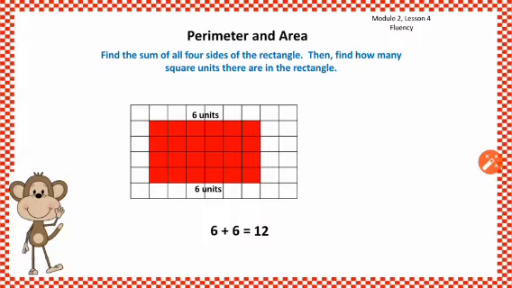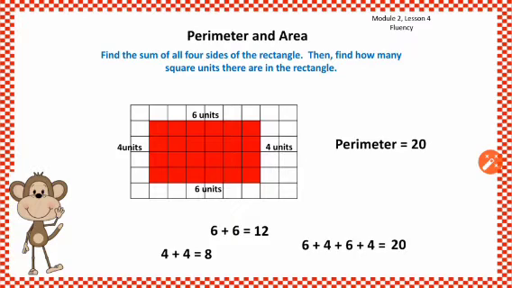Now, let's look for the length of the shortest side. The length is 4 units, and the opposite side is 4 units. Now, the sum of the shortest sides is 4 plus 4, and 4 plus 4 is what? 8. So we are going to add the length of the 4 sides together, which are 6 plus 4 plus 6 plus 4, and it will give you 20. Now the perimeter of this shape is what? The perimeter is 20.